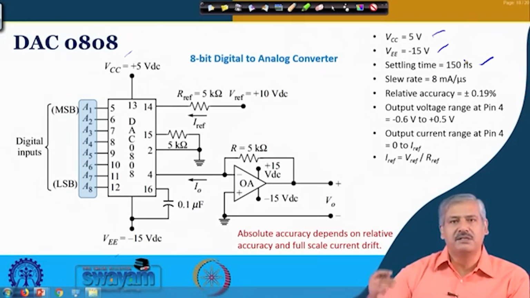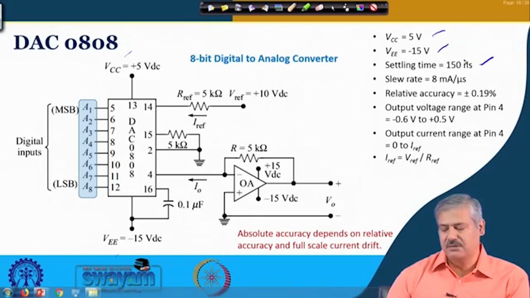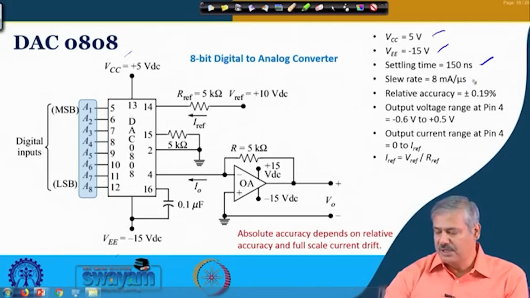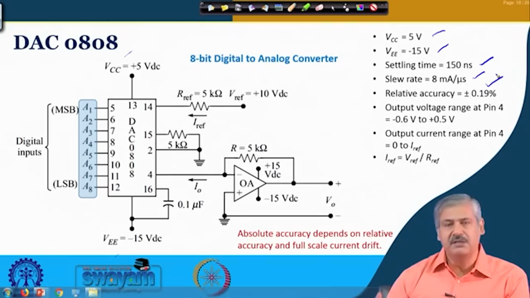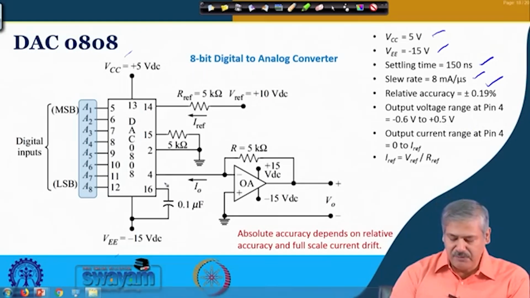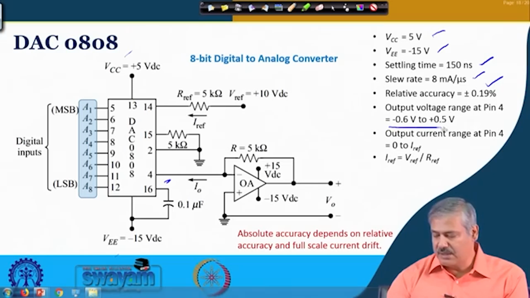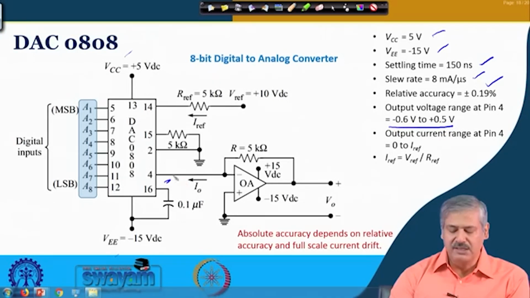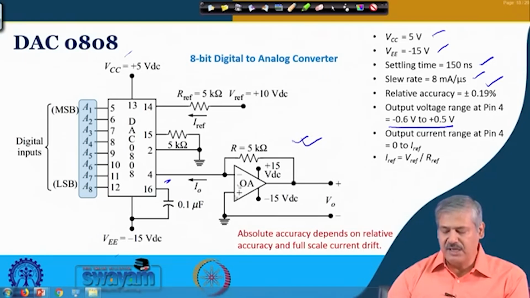Slew rate, I said, is how quickly the output can change following a change in the input. It is 8 milliampere per microsecond. Relative accuracy has been found to be 0.19%. Absolute accuracy will come from the reference voltage and other things. Output voltage range at pin 4 is small as such, minus 0.6 volt to plus 0.5 volt, but actually what it gives is a particular range of current, and when you pass it through an amplifier, at the output the voltage level will be different. So, that we shall see through an example.